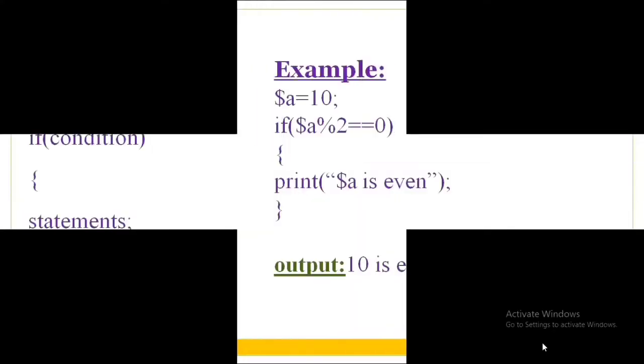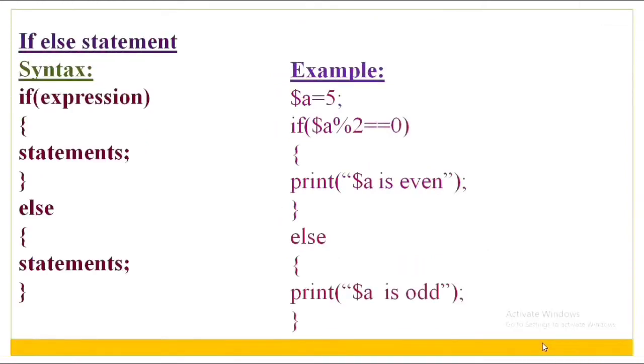Next, the if else statement. The if statement block is executed when the condition is true, and the else statement is executed when the condition is false. Okay. If you look at this syntax: if expression, if condition open, open bracket, block of statements, and if condition is closed. Next, the else block is open, statements, else block is closed. This is the syntax for the if else statement.